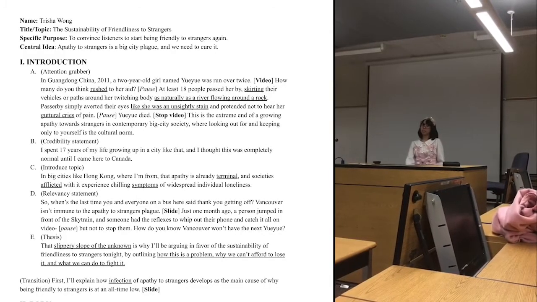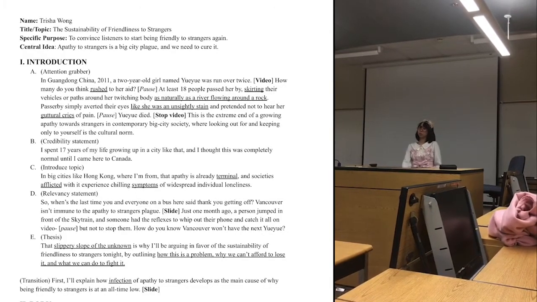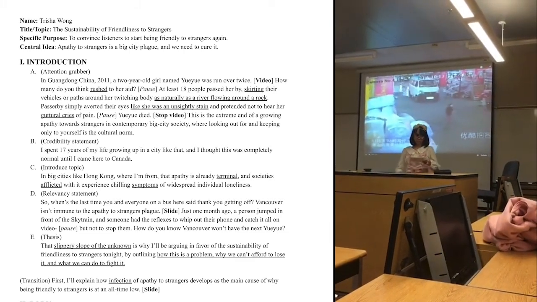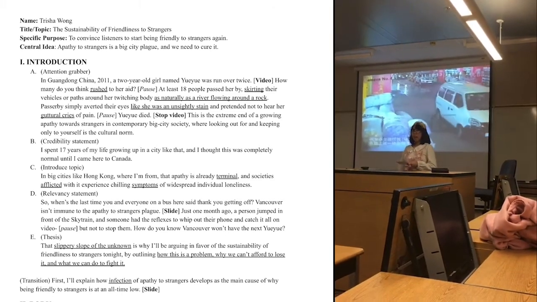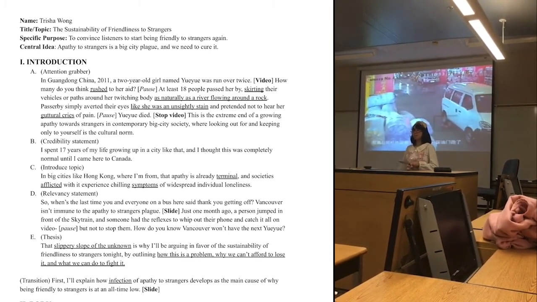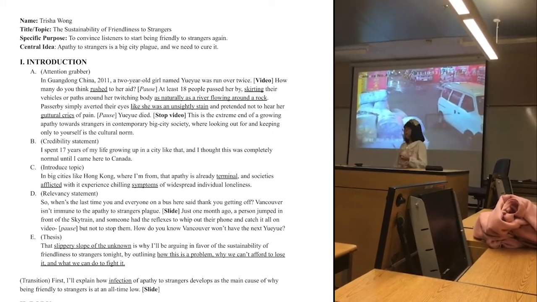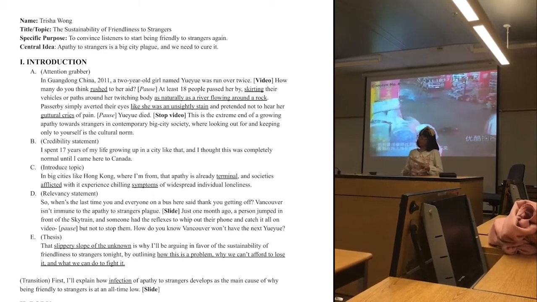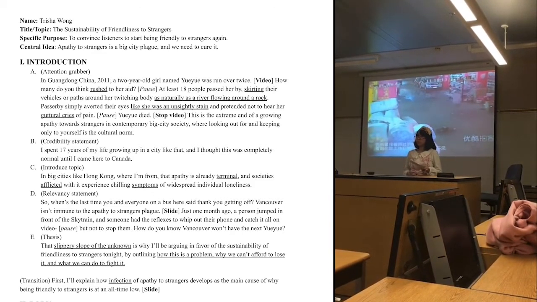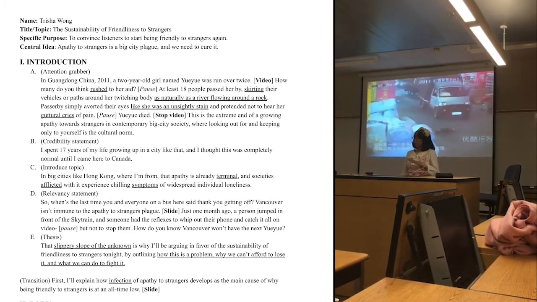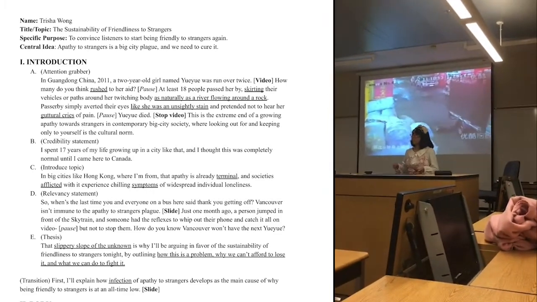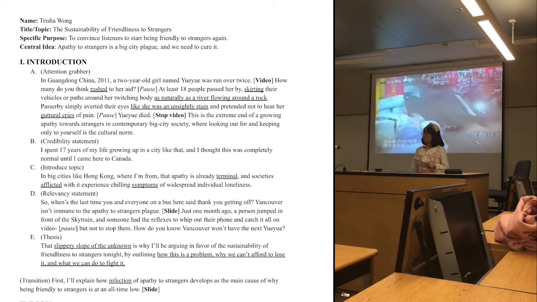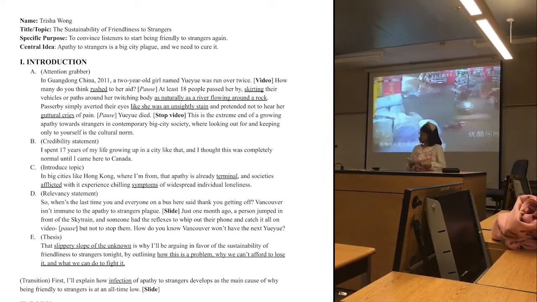Guangdong, China, 2011. A 2-year-old girl named Yue Yue was run over twice. This is what happened. How many do you think rushed to her aid? At least 18 people passed her by. They're skirting their vehicles or paths around her twitching body like a river around a rock. Passersby would avert their eyes like she was an unsightly stain and pretend that they didn't hear her cries, her guttural cries of pain. Yue Yue died.